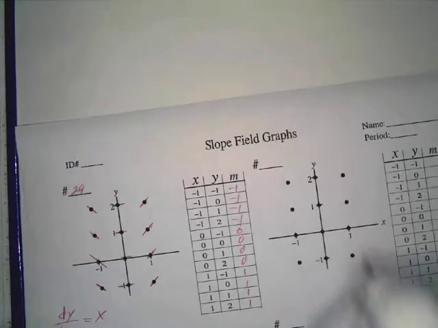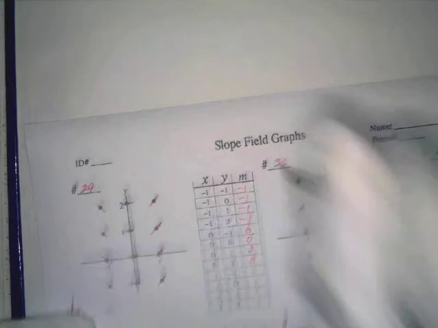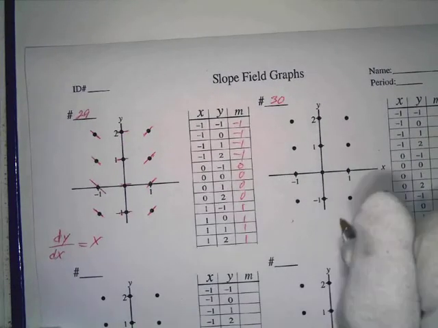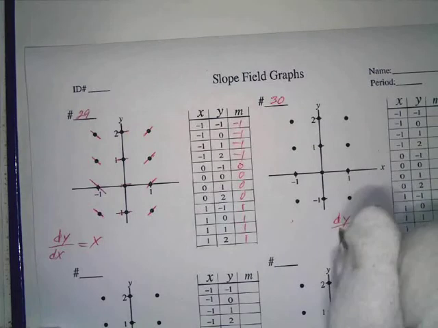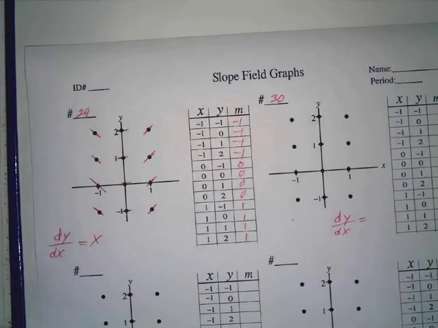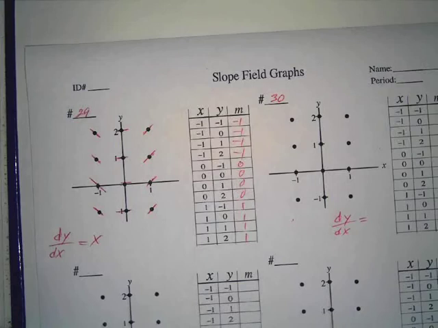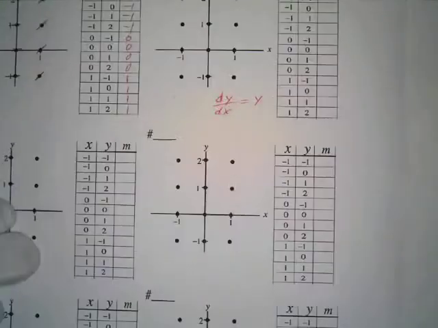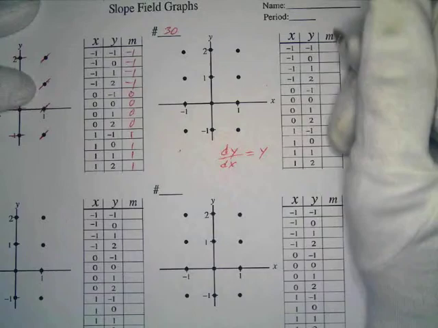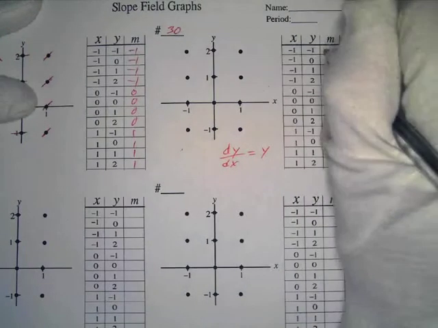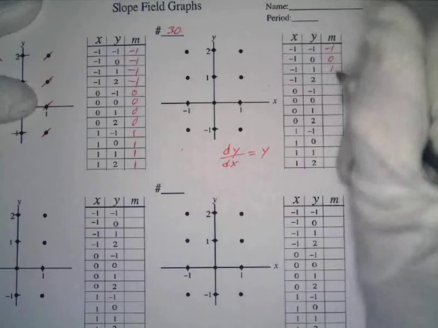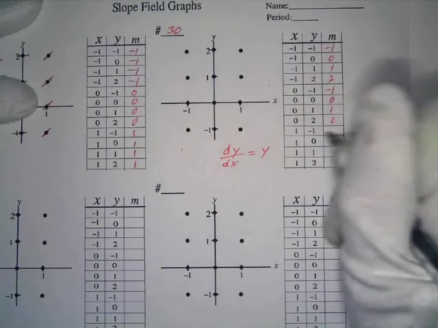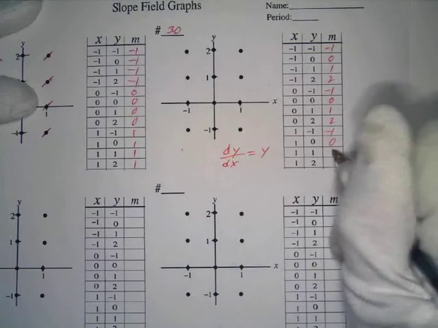And number 30. Let's see what number 30 was. That was dy/dx equals y. Okay, well that's nice. So that's going to be whatever y is. So here my slope is -1, 0, 1, 2, -1, 0, 1, 2, -1, 0, 1, 2.